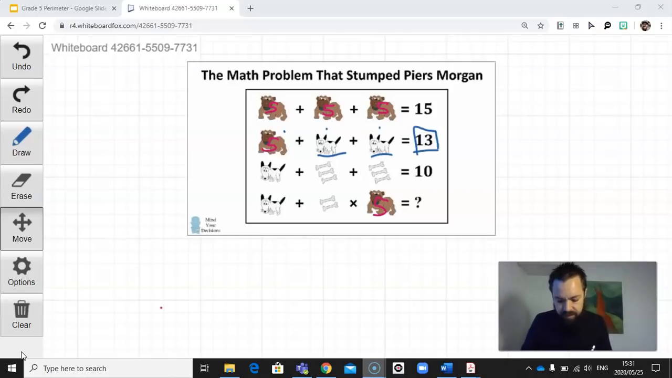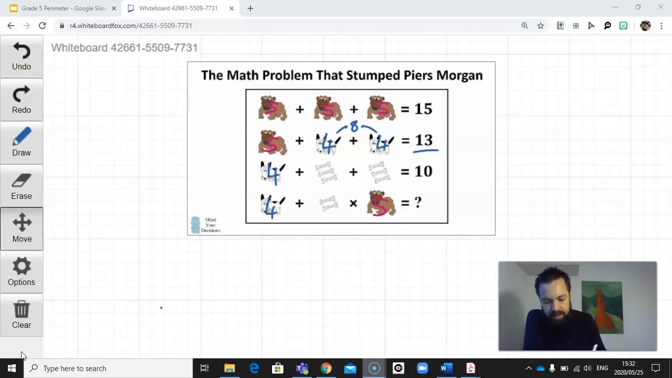So 13 minus 5 gives me 8. So I now need to share that 8 between the two dogs, and I find that each of those dogs is worth 4. And now what I can do is put a 4 where each of those dogs is, because I now know that each of those dogs is worth 4.